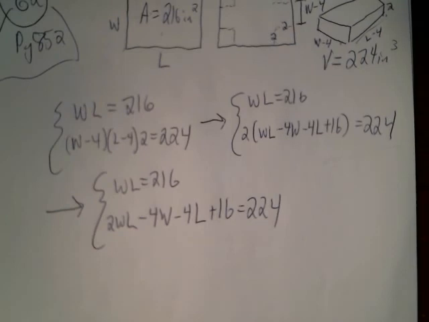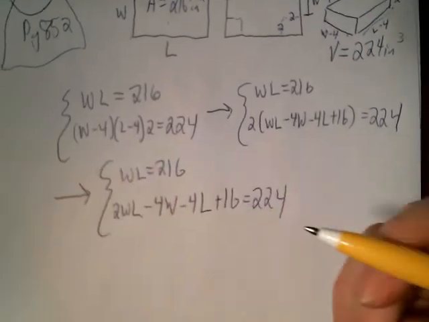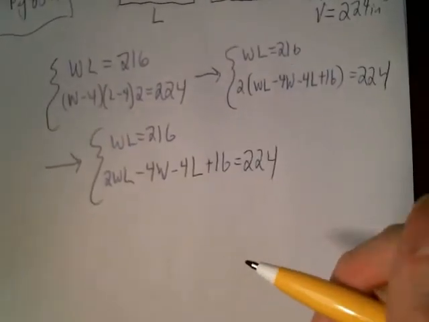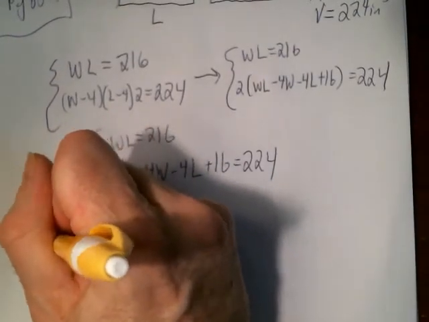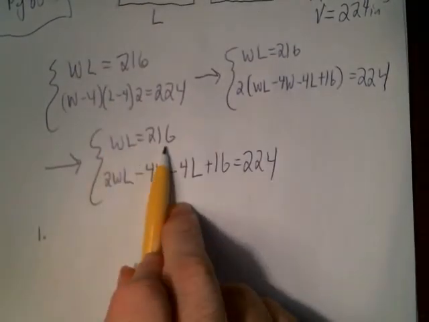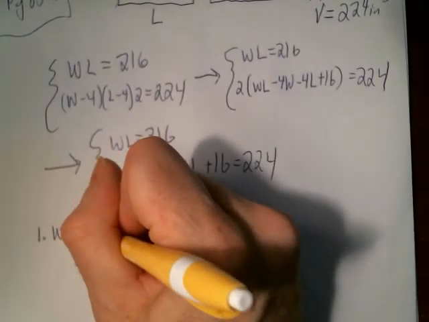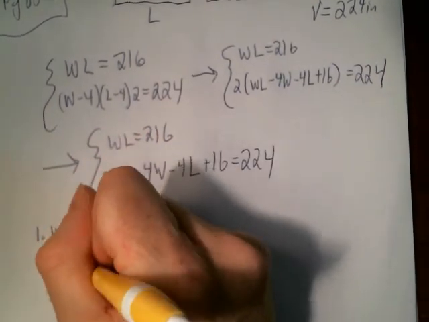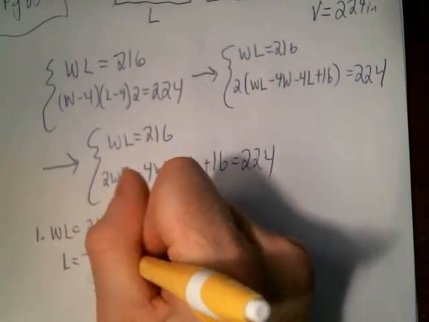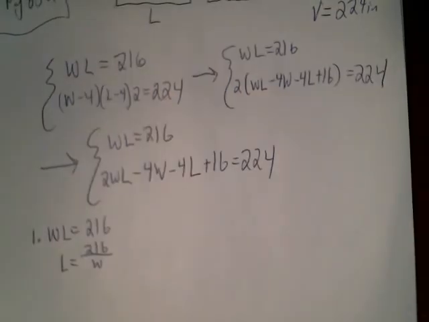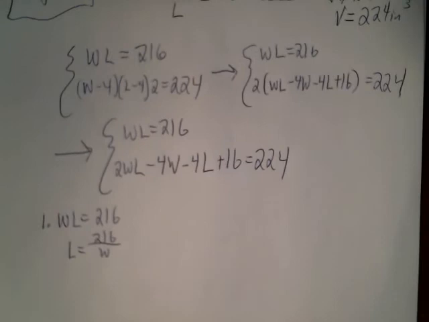Okay. So first, I'm going to do the substitution method and see what happens. So first, I'm going to solve this equation for one of the unknowns. So WL equals 216. L will then equal 216 over W. And then I'm just going to substitute that into the other equation and see what happens.